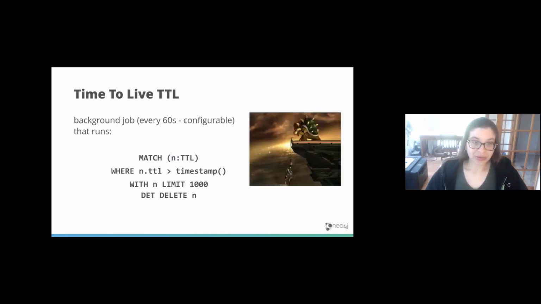And what that will do is it will have a background job that executes by default every 60 seconds, but that time is configurable, so you can have it run once a day or every minute, etc. And it will run this procedure in the background. So looking for those nodes that have a TTL label on them, where the TTL property is past the time. So the time that you want it to expire, it's over and done. These need to go away. And so it'll delete those in batches and expire those nodes for you.